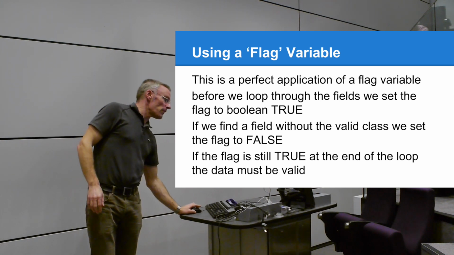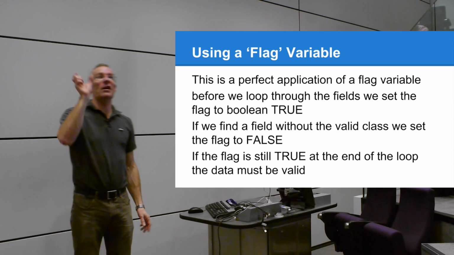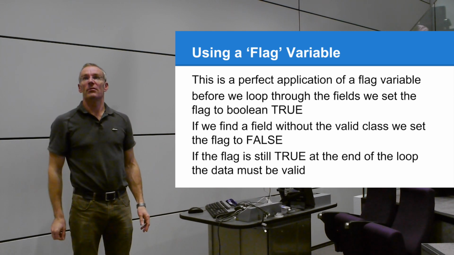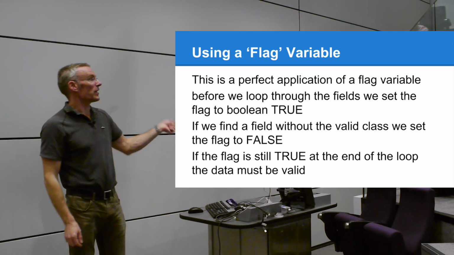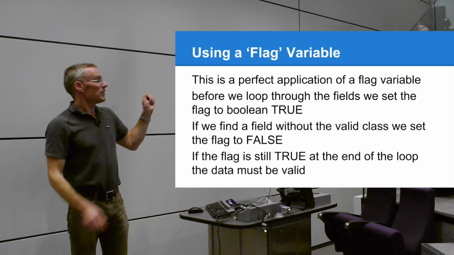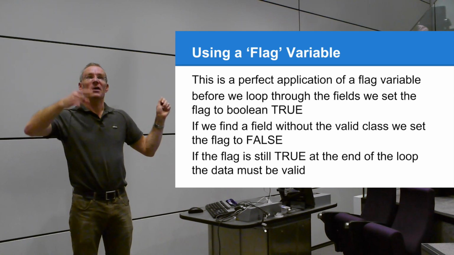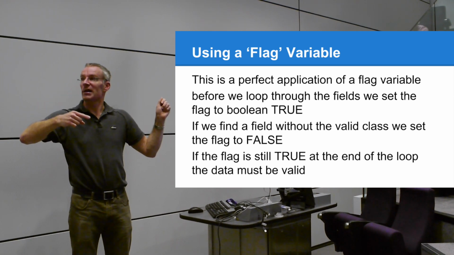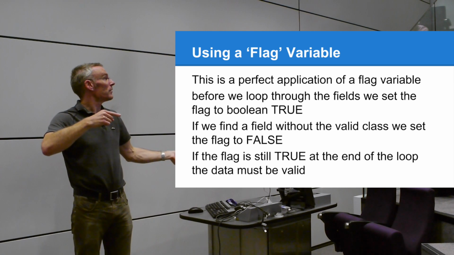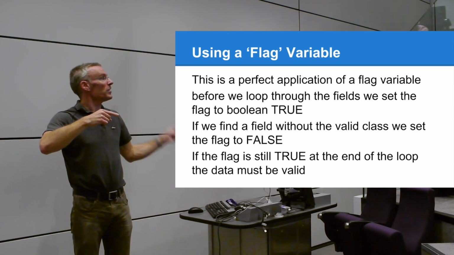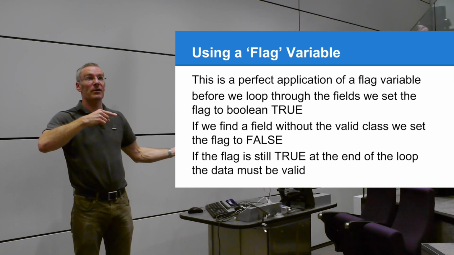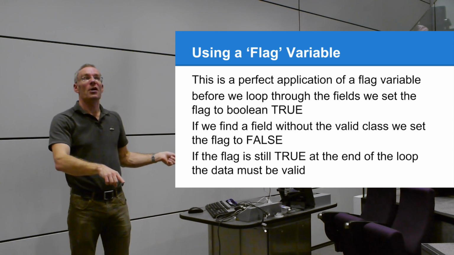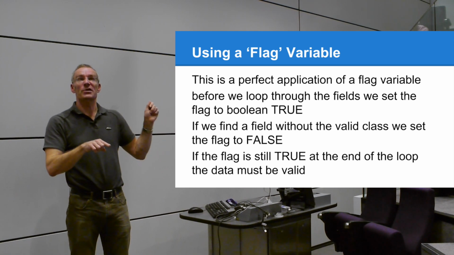What we do, before we go through our loop, we create a little variable, boolean, and set it to true. So think about this flag, the flag's up. Then we go through our loop. If we find the missing class, we lower the flag. So as soon as we find the missing class, we drop the flag down. At the end of the loop, if that flag is still up, what does it tell you?